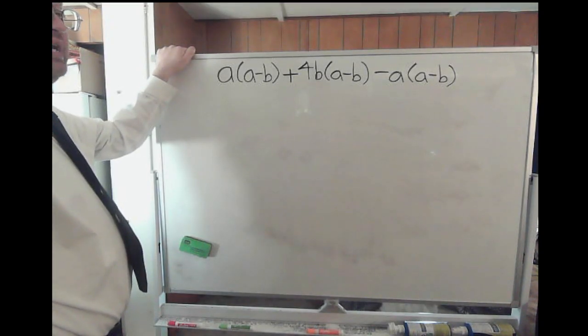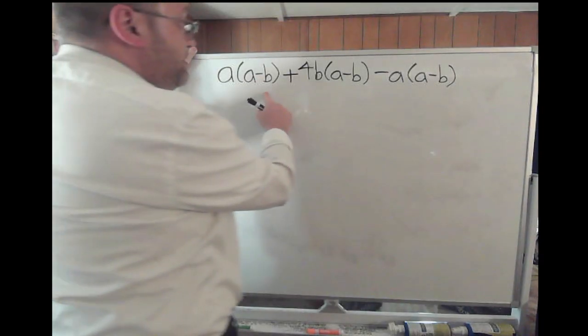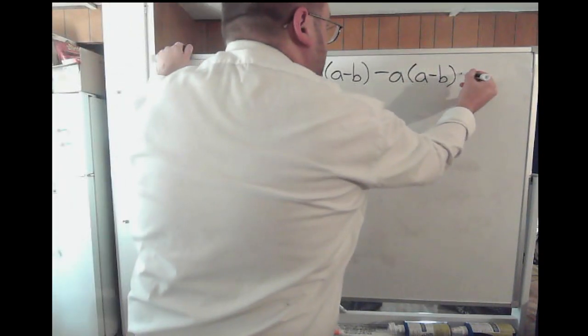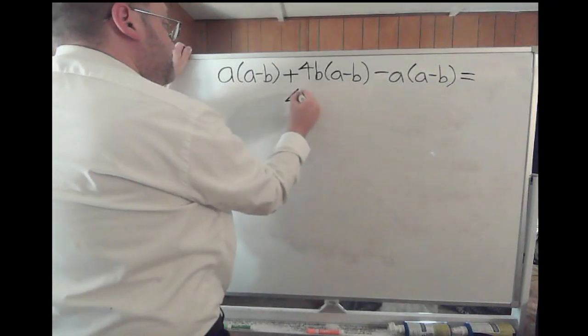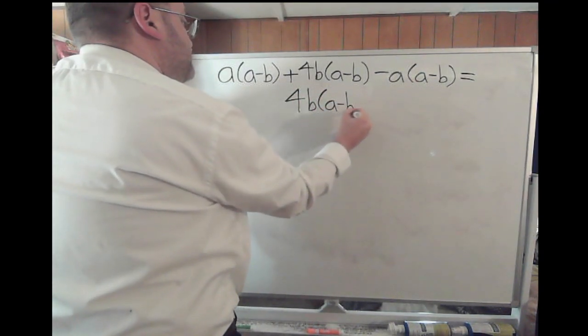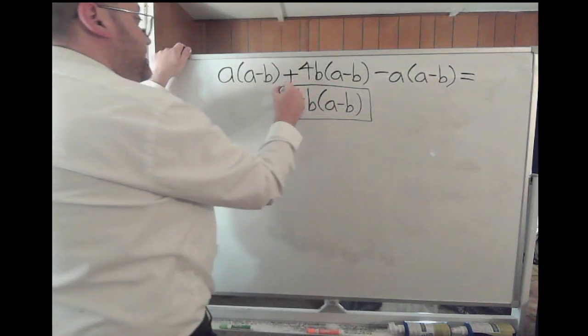I don't think we need to go through all the factoring, because you see a positive a times a minus b, then you see a negative a times a minus b. Those will cancel out. You're just going to be left with 4b times the quantity of a minus b. And this factors no further, so that would be the answer you get.